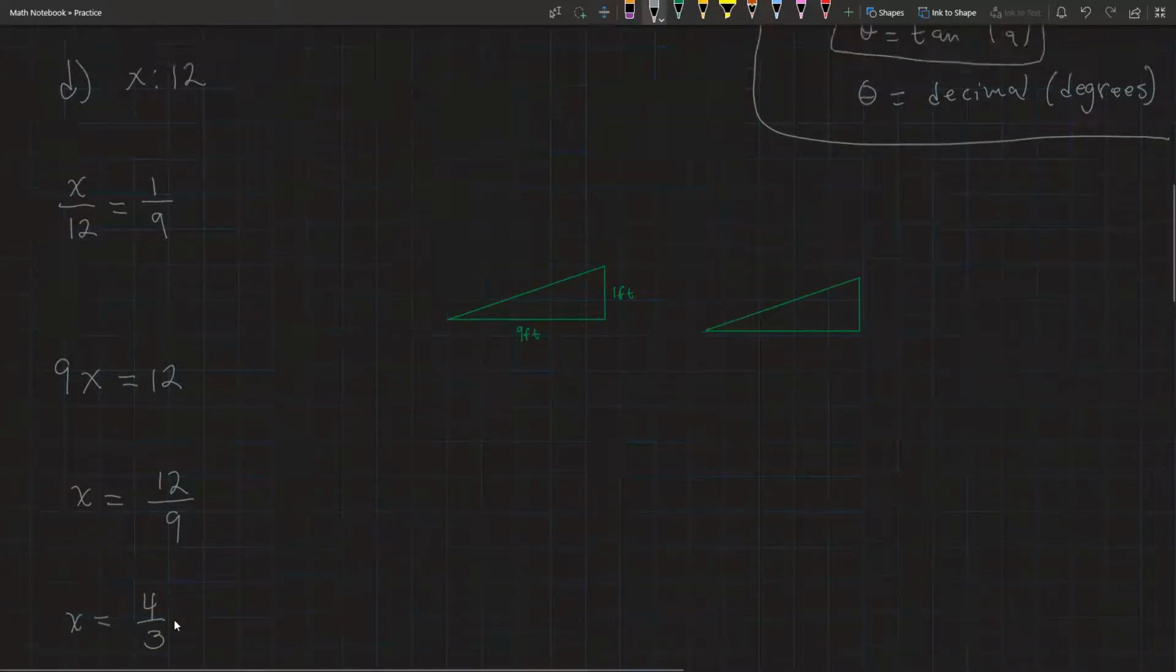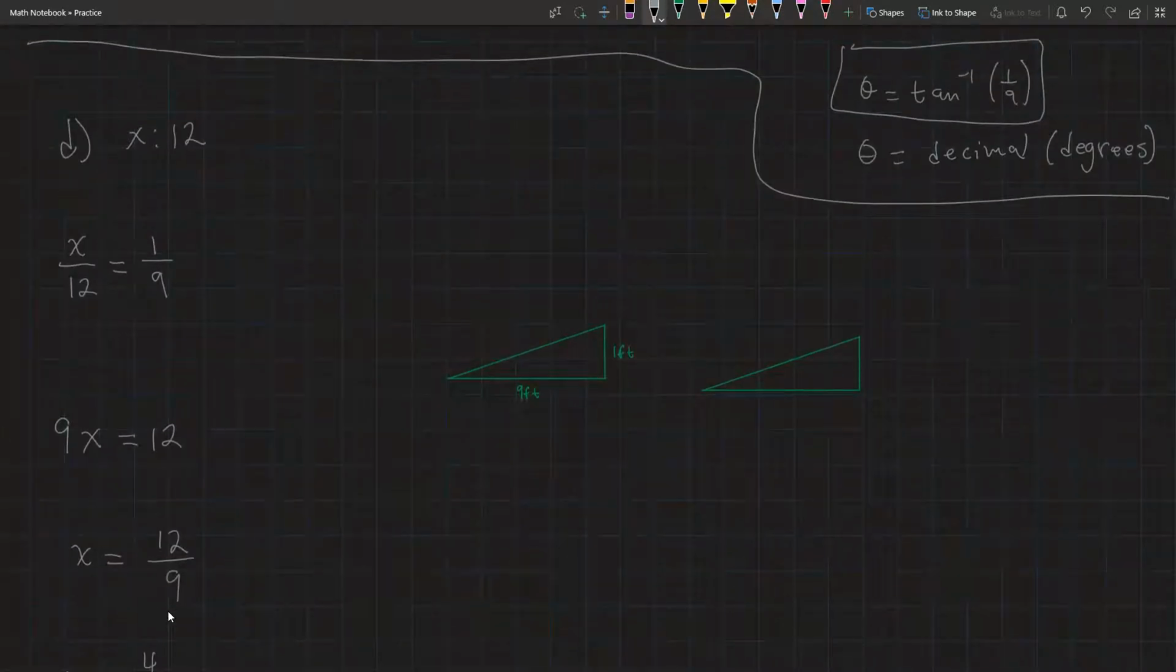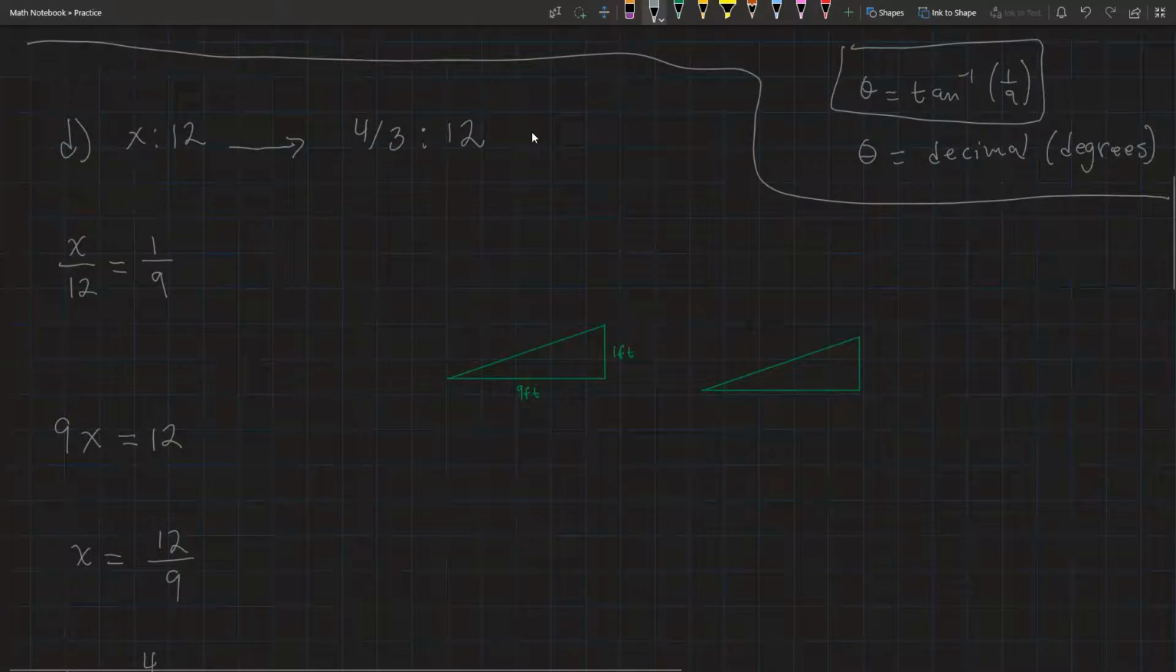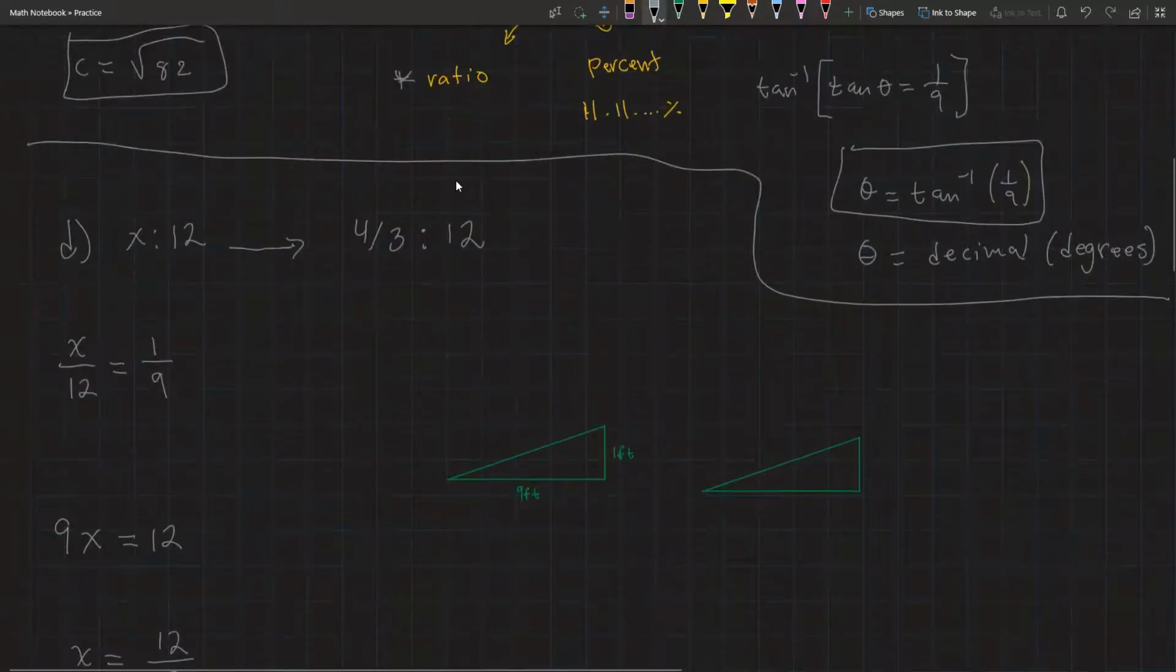All right. So what that means is that this turns into 4 over 3. Well, let me write it like this. 4/3 to 12. That's our pitch right here in terms of 12. But that's just the same as 1 over 9. Now we put it with a denominator of 12, however.